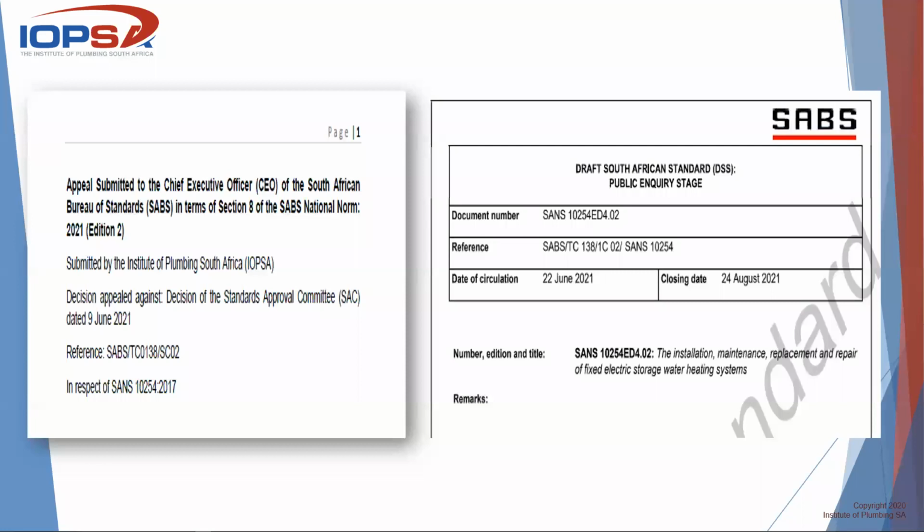We've lodged the appeal. We've had our say, and as I said, the SAC have decided to publish the DSS process, which I just want to bring to your attention is dated the 22nd of June, and the closing date for public comments. So those comments, your comments as an example, need to be in before the 24th of August 2021. Karim, can you just move to the next slide for me, please?